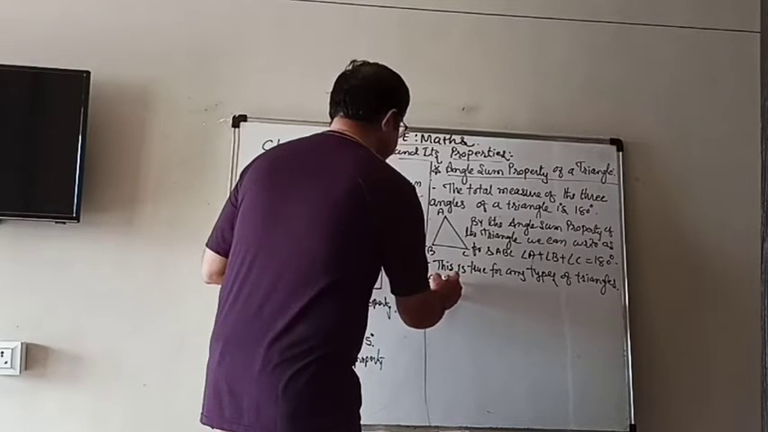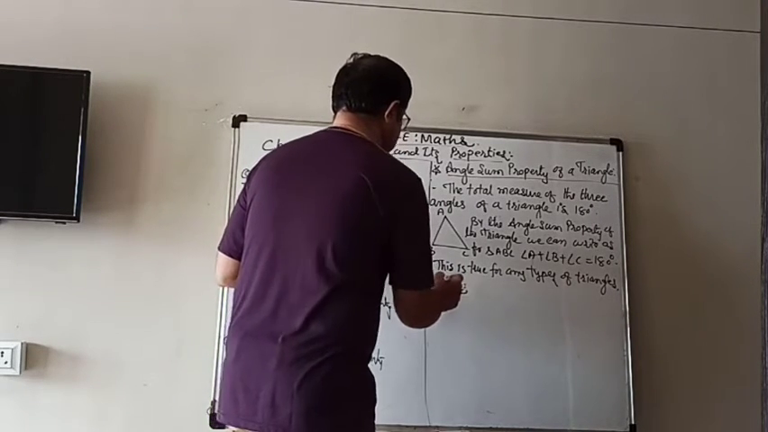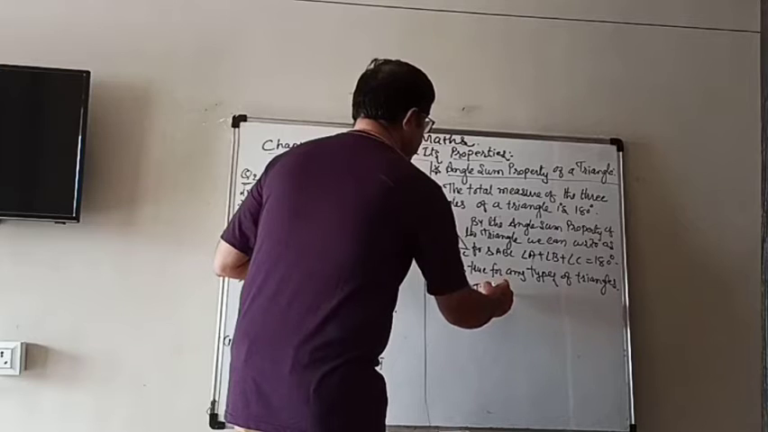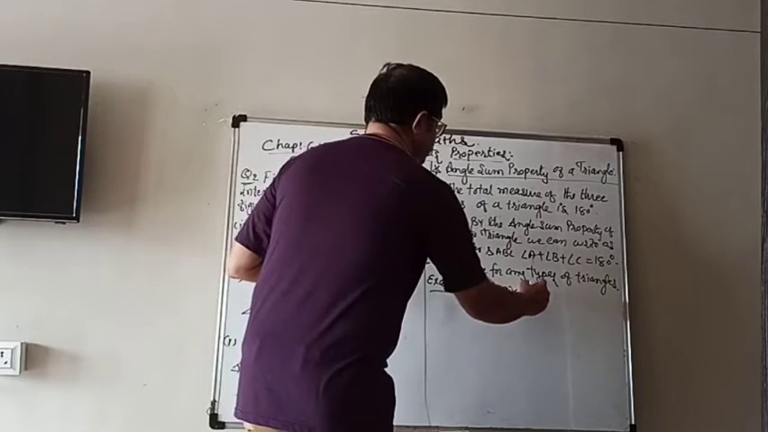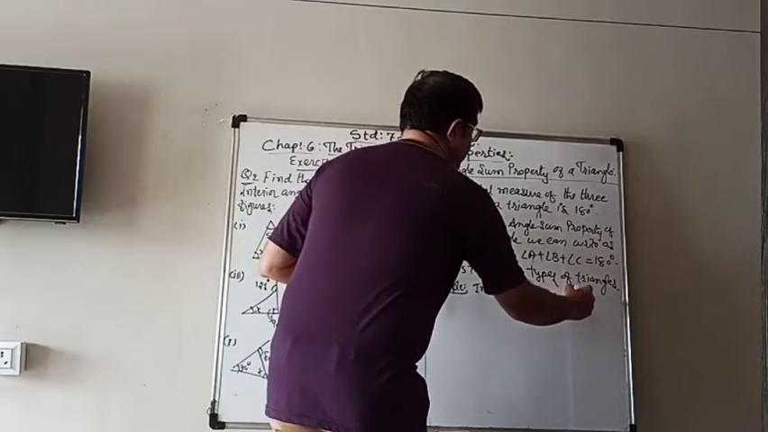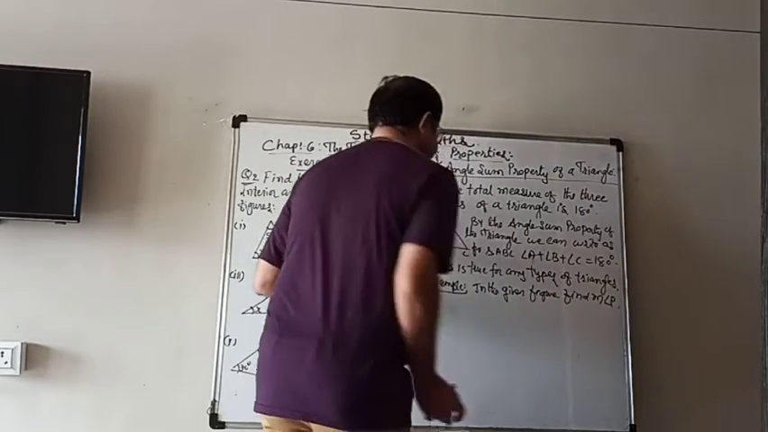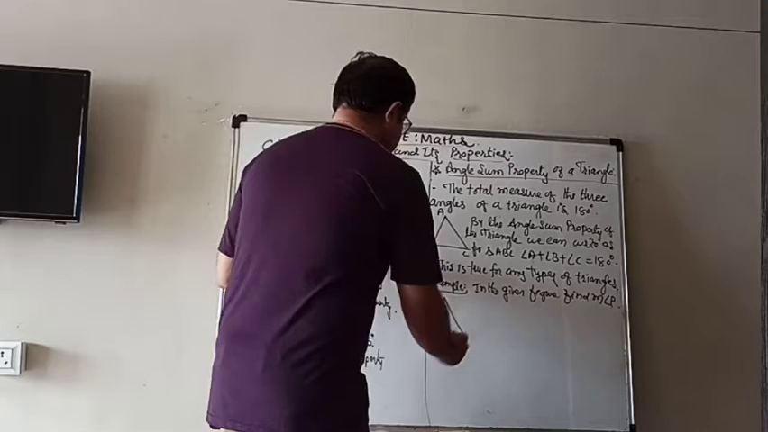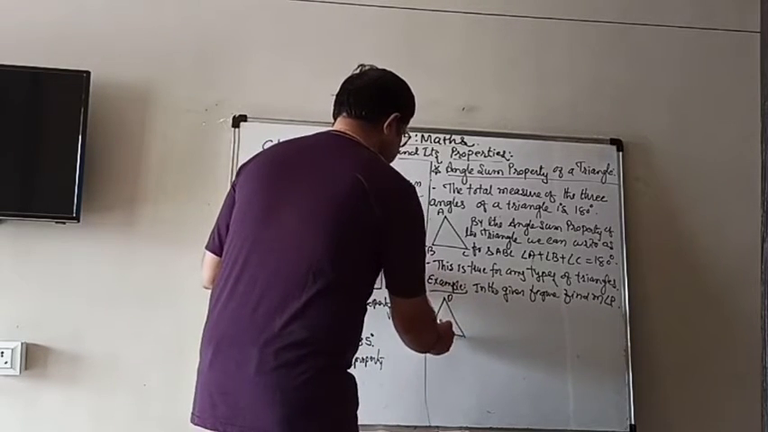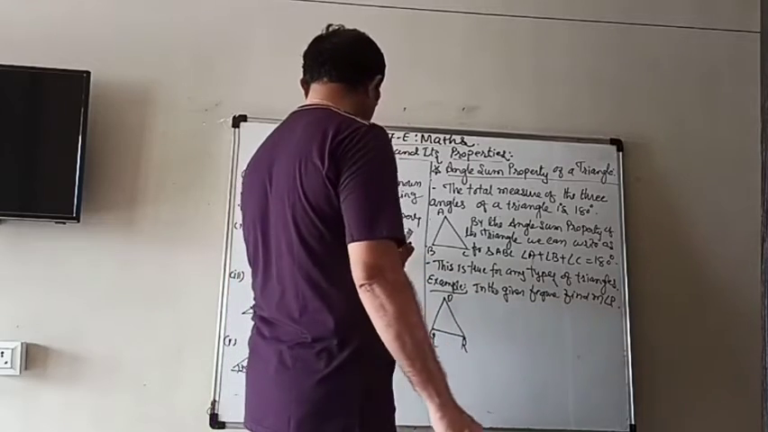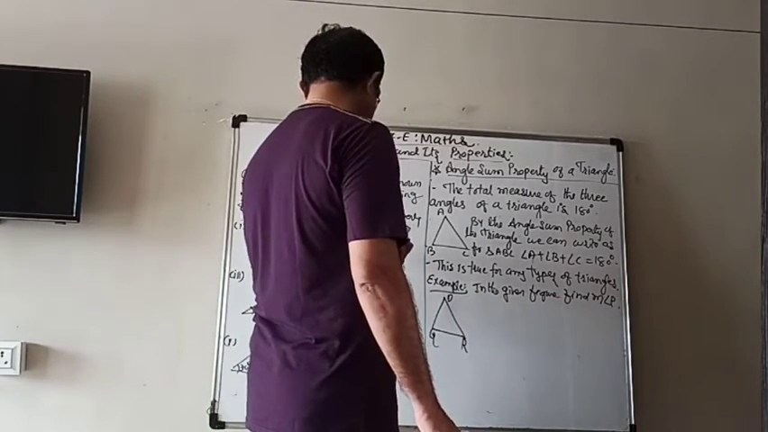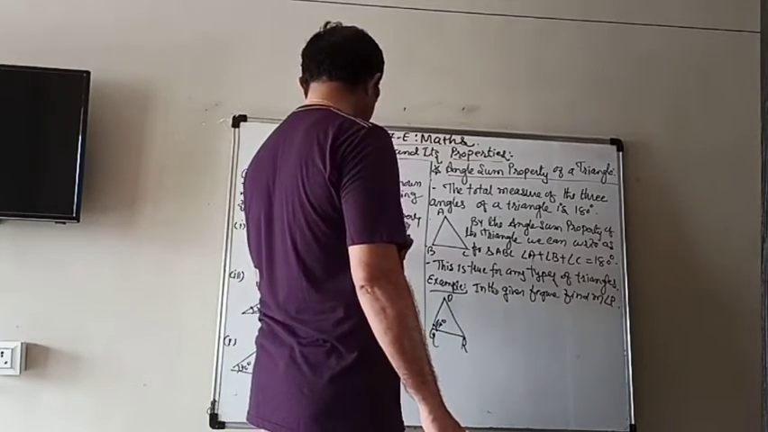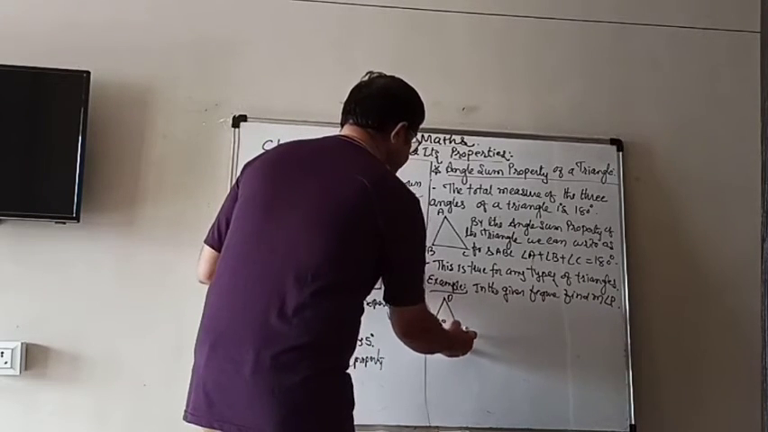Example. In the given figure, find measure of angle P. So here the triangle PQR is given, and Q is given as 47 degree and another angle is given as 52 degree.